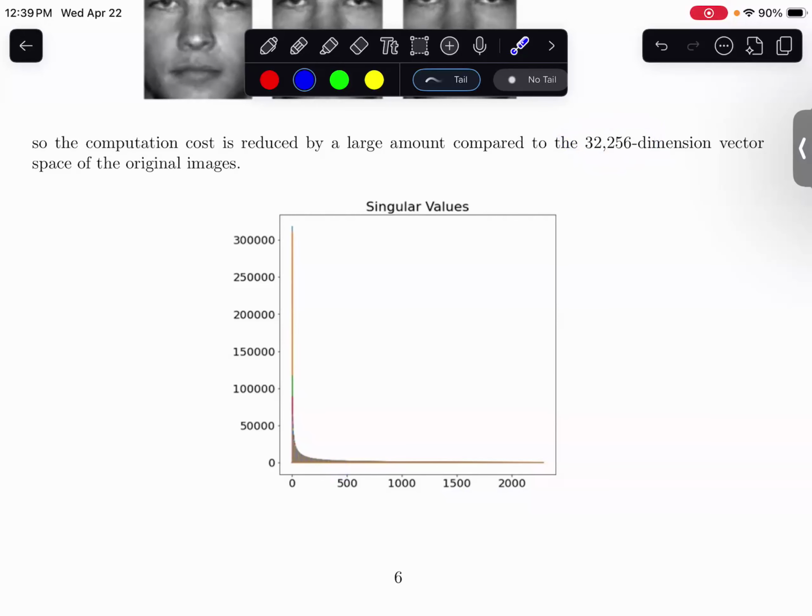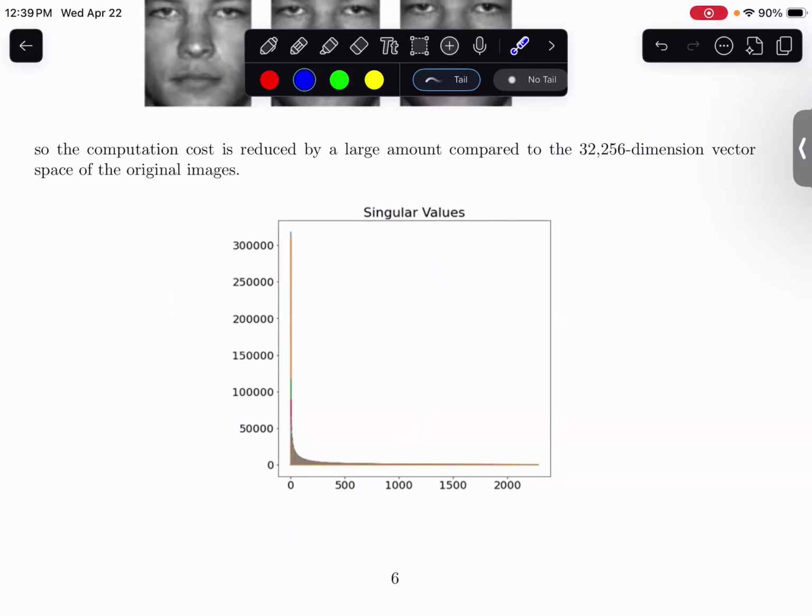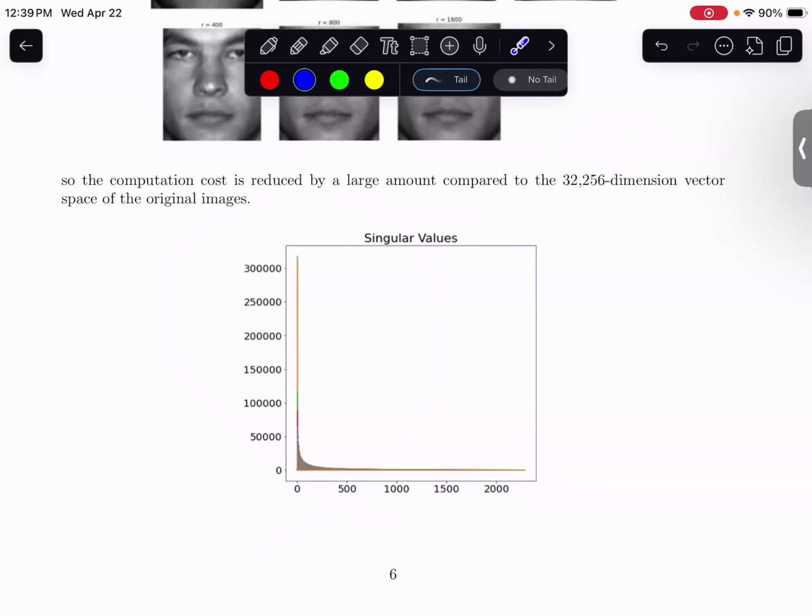These singular values are going to capture the most important parts of your face, like your eyes, your nose, your chin, stuff like that. And these smaller singular values probably correspond to an indistinguishable wrinkle or something like that. Something that's not really important in determining someone's appearance.